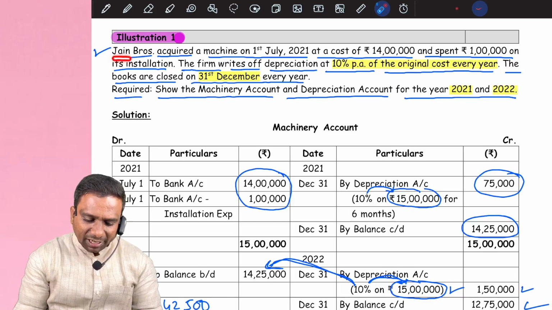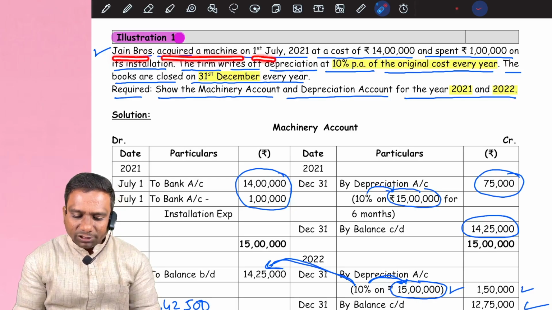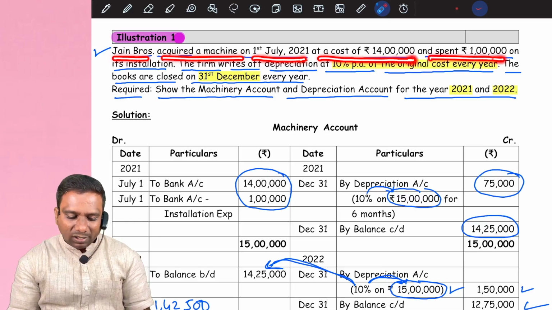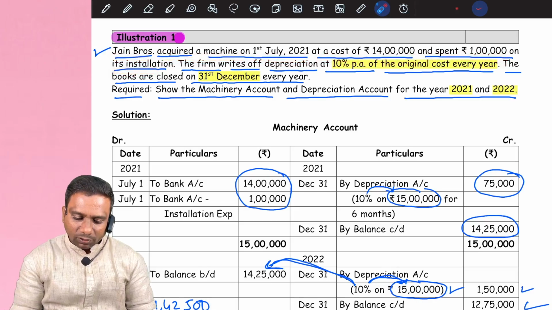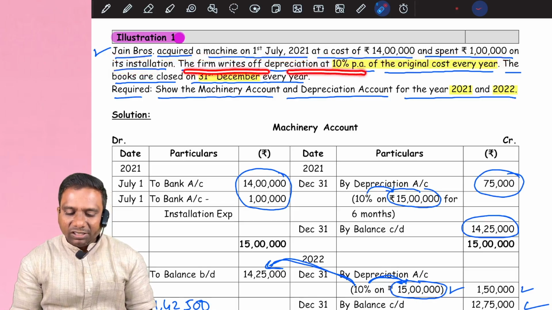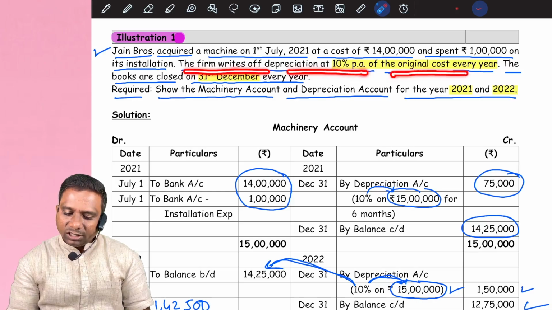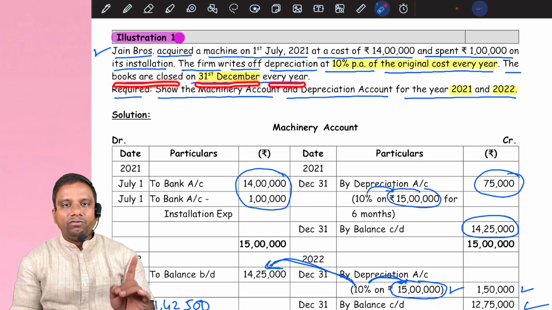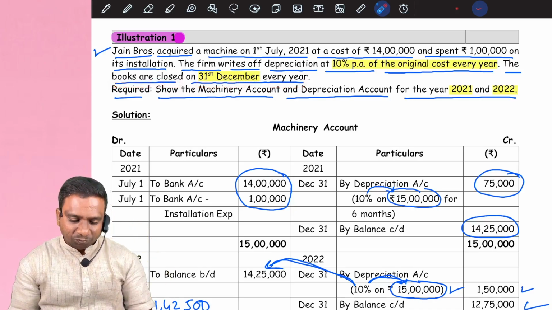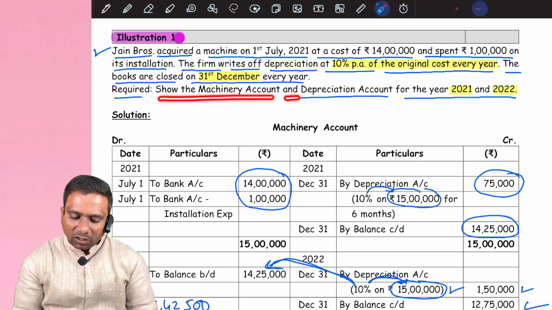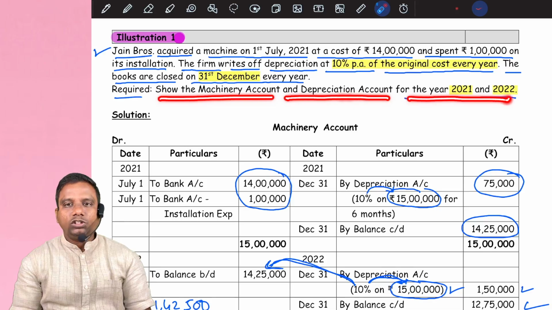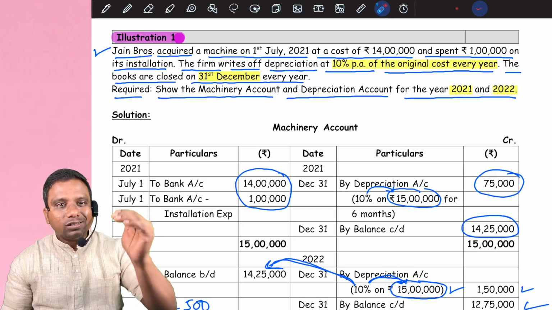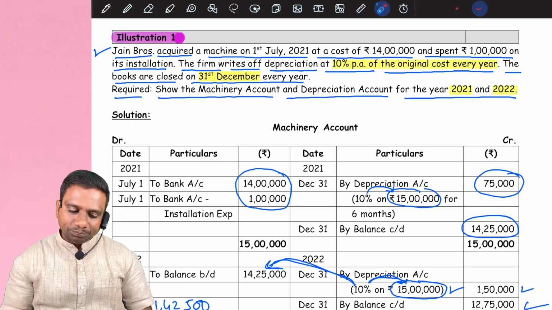Jain Brothers acquired a machine on 1st July 2021 at a cost of 14 lakh and spent 1 lakh on its installation. The firm writes off depreciation at 10% per annum of the original cost every year. The books are closed on 31st December every year. This is the information we have. Required: show the machinery account and depreciation account for the years 2021 and 22. Two years. From this information, what are the various points we have to note?